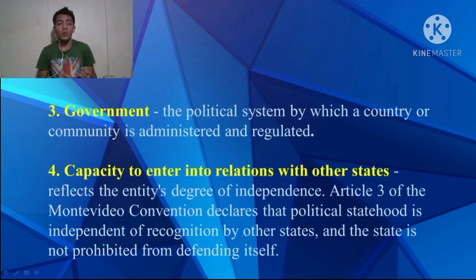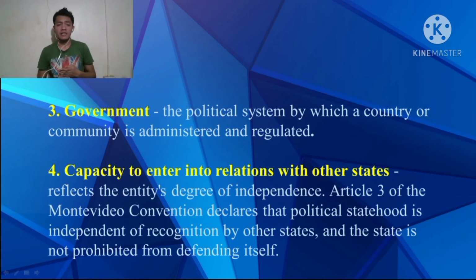So the third one is the government. It is the political system by which a country or community is administered and regulated. Government means it is a system of governing an organized community generally. So government has the political power, leadership, and they are the ones who control the law for developing peace.